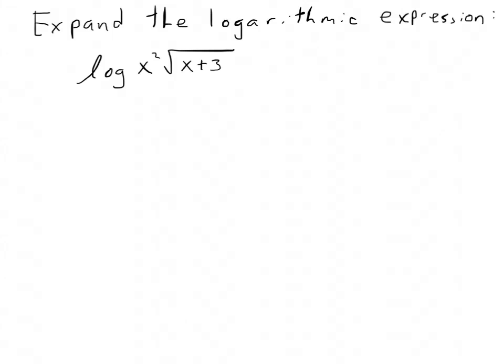So the first warning that I have to give here is, we see this power and we're like, yeah, I want to bring down the 2. We see this square root here and we're like, yeah, we can bring down the 1/2. That's great, but you can only do that when the power applies to everything inside of the log. So currently I can't bring down this squared because it's not squaring this. I can't bring down the 1/2 power because it's not applying to this. The first thing I need to do is split this into the log of x squared plus the log of the square root of x plus 3.